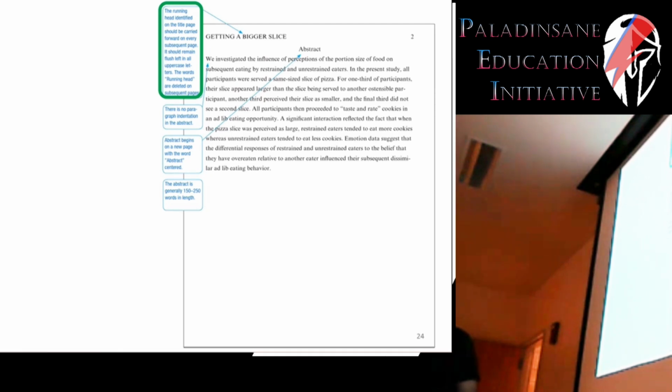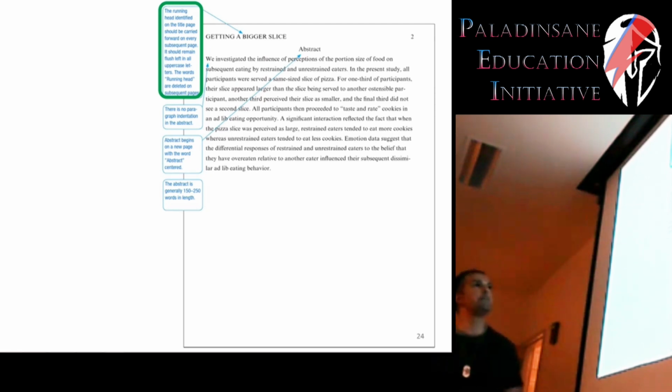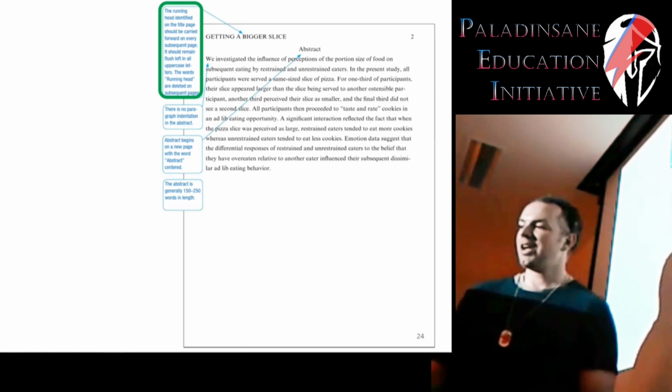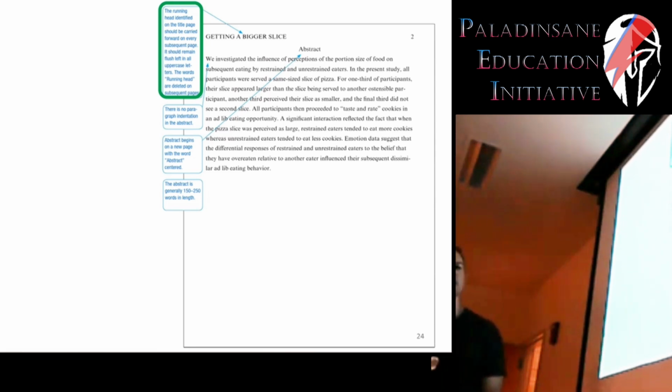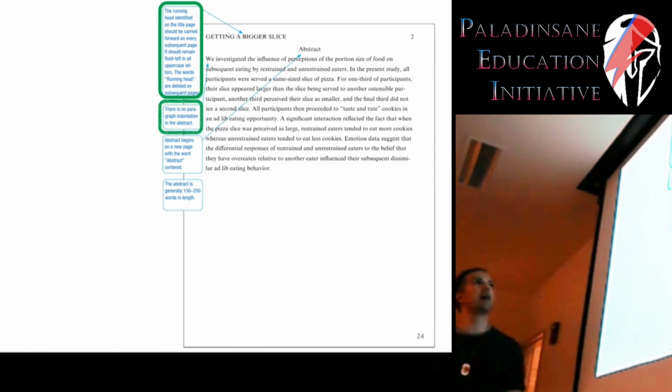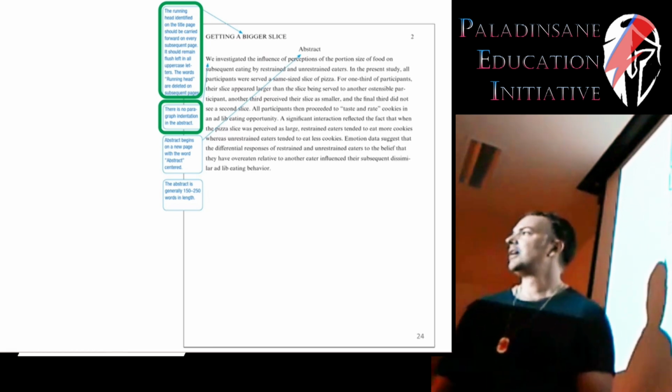Notice that the running head is still at the top, but no longer has the words running head. So again, nice little visual cue for that. Notice it's numbered as page number 2. The biggest thing with the abstract, and don't ask me why, this is again just one of those things about APA, is that that paragraph is not indented.